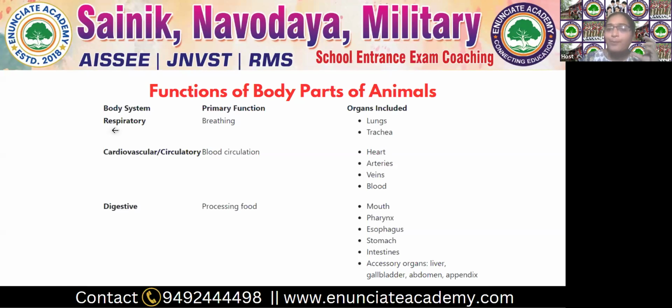What are the important body parts in our respiratory system? Lungs and trachea. Trachea means vayunala, windpipe. Do you understand, children? What are the main body parts of the respiratory system? Lungs and trachea. What is the primary function? We can breathe with our respiratory system. Do you understand, Bhargav, Sai and Radhika? Please raise your hands.